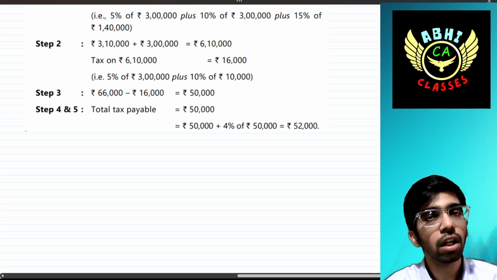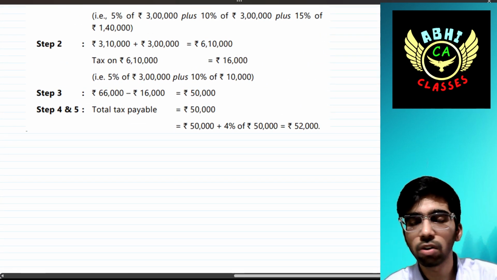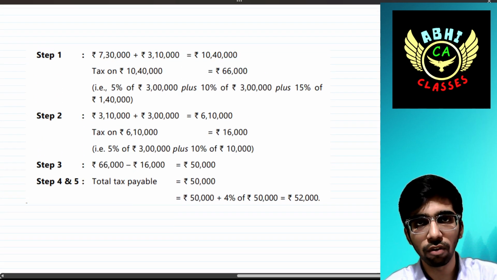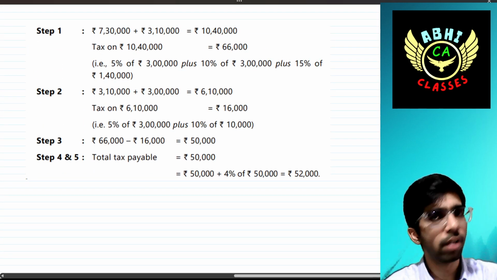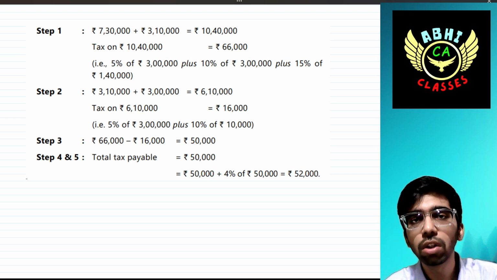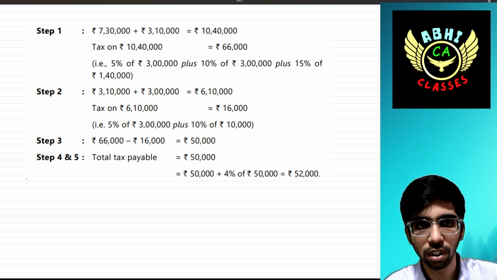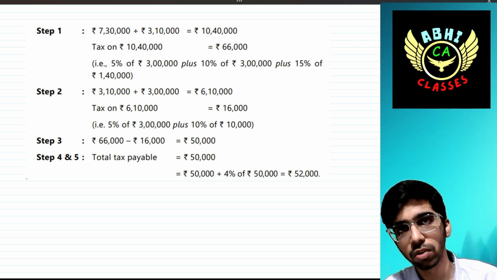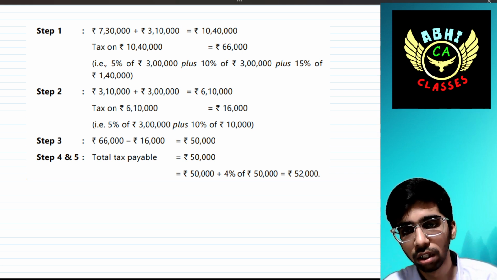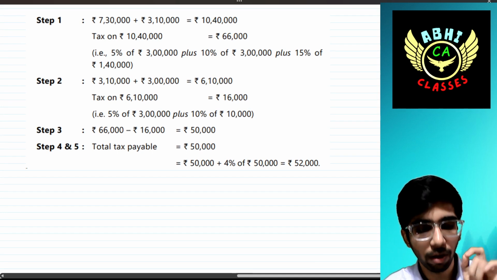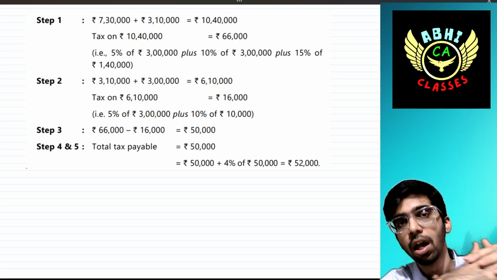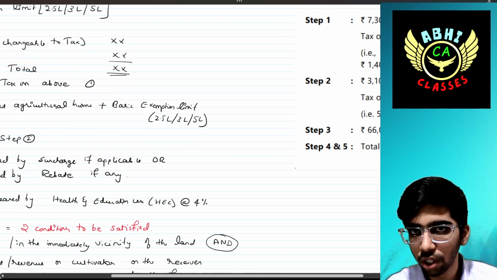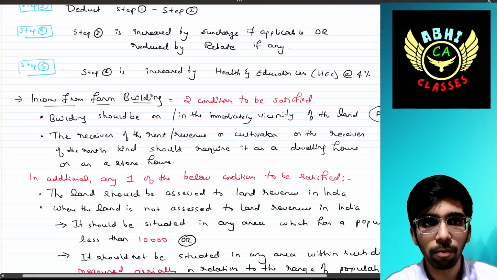In this case, there is no concept of any rebate or surcharge because the income is 10,40,000, so no rebate section will be applicable in both cases, 115BAC and the old tax regime. Then the tax liability will be 50,000. On that, 4% we have to add. That's the final tax amount that the assessee needs to pay to the government in case of having partial agricultural income and partial business income. I hope you have understood that. It's very important from the exam point of view.